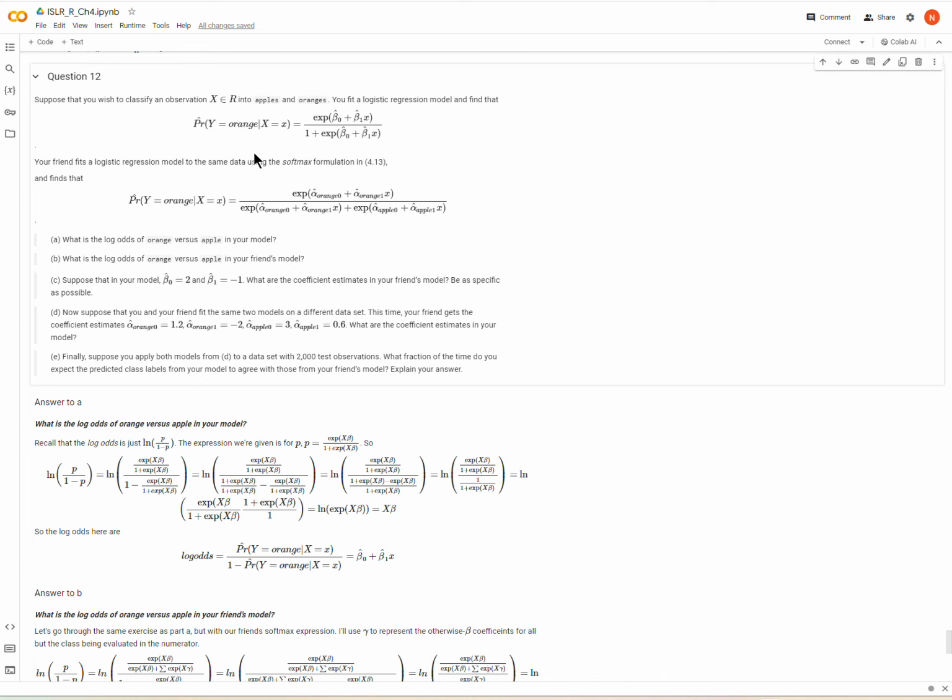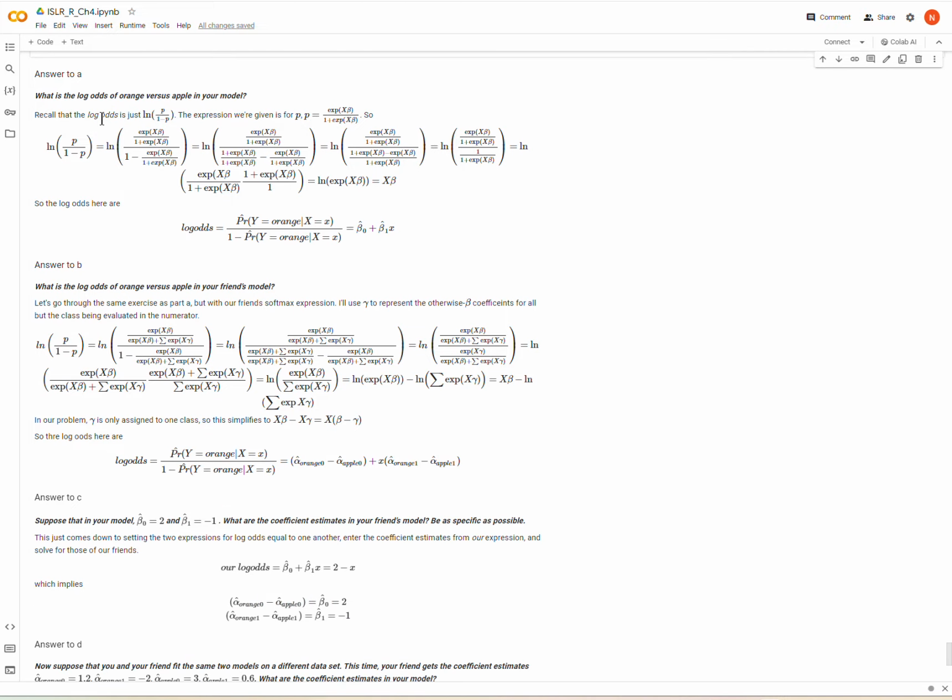Then we have a friend who is fitting a similar equation but using the softmax formulation. So finding the same probability, but their expression is given here, and you can look at those for yourself and look at the differences. Now we go through parts A through E. Part A asks: what is the log odds of orange versus apple in our model?